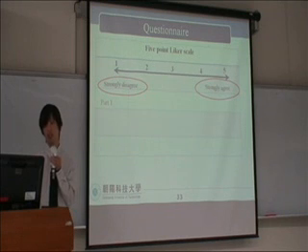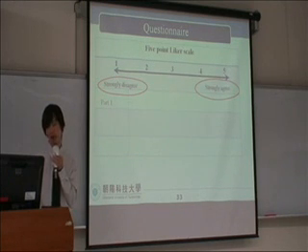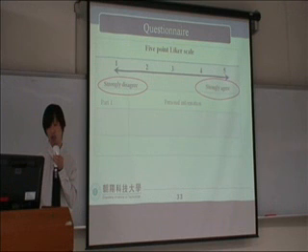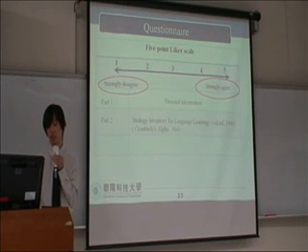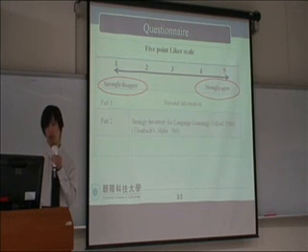And the interview consists of 3 parts. The first one is the personal information, and the second part is the SILL questionnaire, and the Cronbach's alpha of the SILL questionnaire is 0.966.